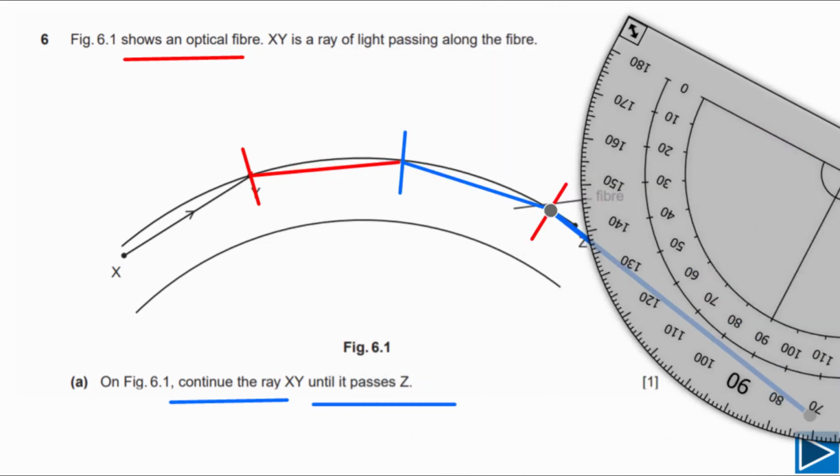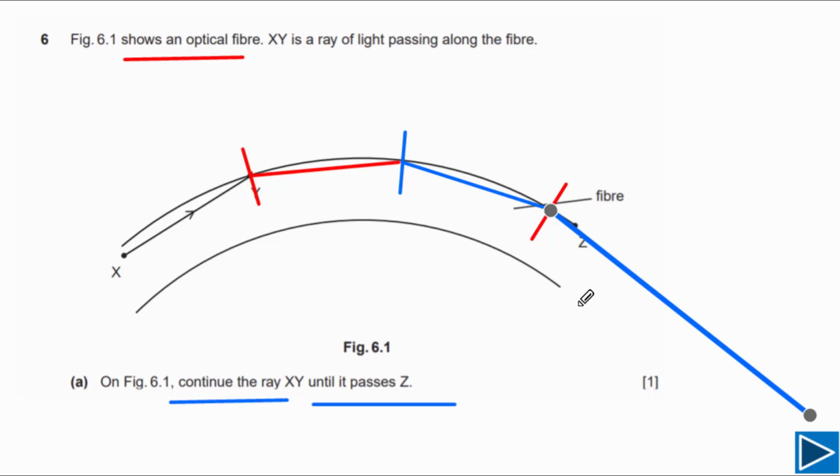This is how we can draw reflected rays. But still this is not complete. We need to draw arrows, the direction of travel. So this arrow you have to add here, and we need to add an arrow here as well.